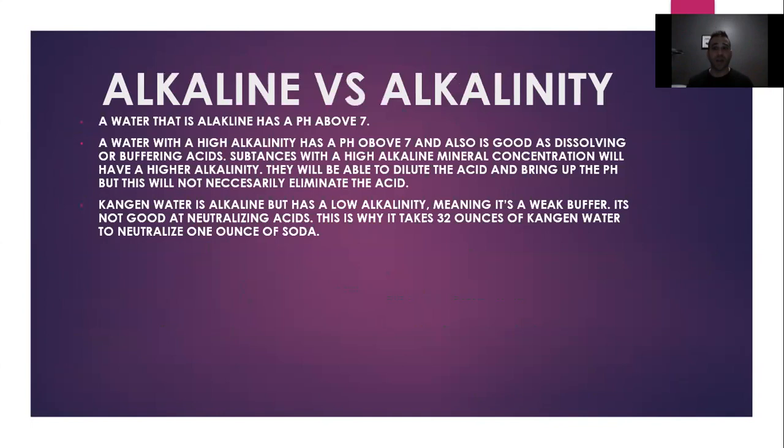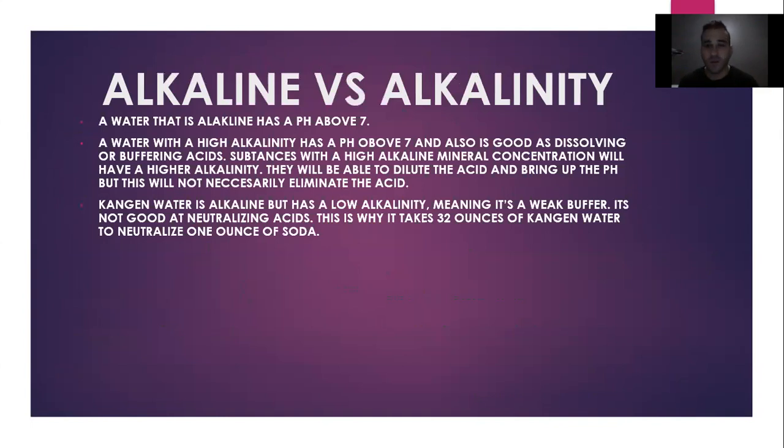But if you take an alkaline water, and the reason it has a high pH is because it has a high mineral concentration, like baking soda, or if you take a water and you keep adding more inorganic minerals, so let's say you take tap water, and then you add calcium, then some more calcium, then some magnesium, then some sodium, and then some baking soda, you're going to have something with a lot of alkaline minerals, and it's going to have a high alkalinity.